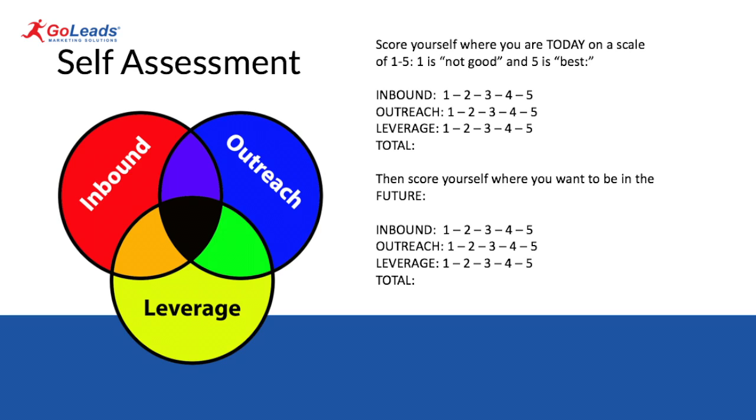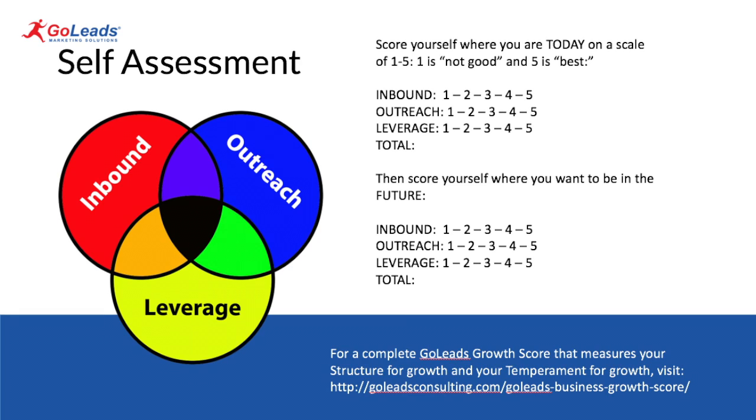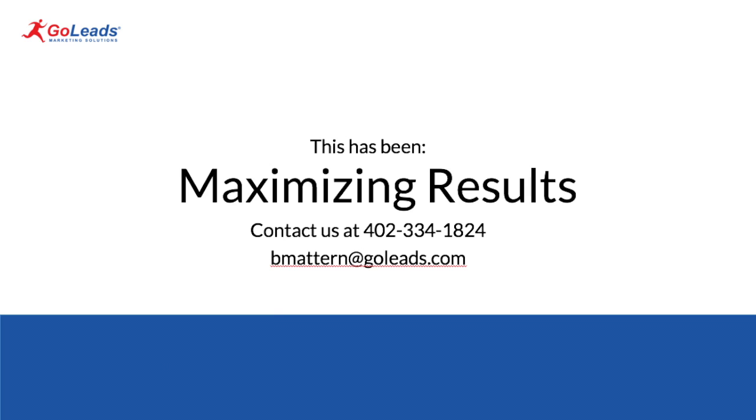After that, Bill introduced us to the Goads Growth Score, which you'll see a link at the bottom of the page, and actually it's clickable from this YouTube video. So you can click on there, and that will give you a couple different dimensions of growth. Specifically, it will talk about the structure, whether your company is structured for growth, and where you are on your temperament for growth. And that's the presentation that Bill gave us on maximizing results.